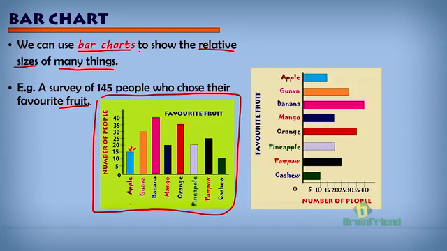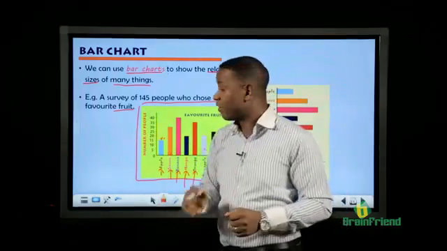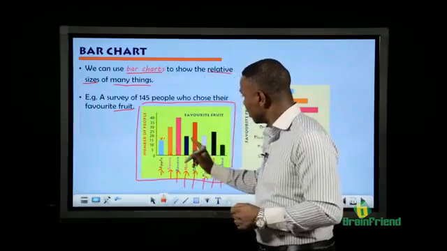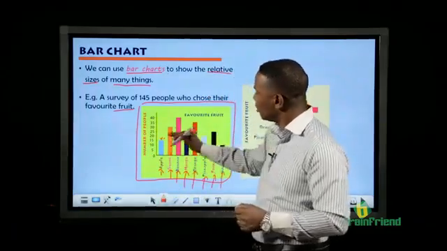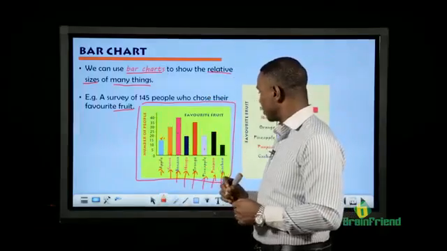This bar here represents apple. This bar here represents guava. This bar here represents banana. This bar here represents mango. This bar represents orange. This bar here represents pineapple. This bar represents pawpaw. And this bar represents cashew. So, each of the 145 persons was asked which of these fruits was their favorite fruit. And let's do a trace to find out how each person gave their answer.